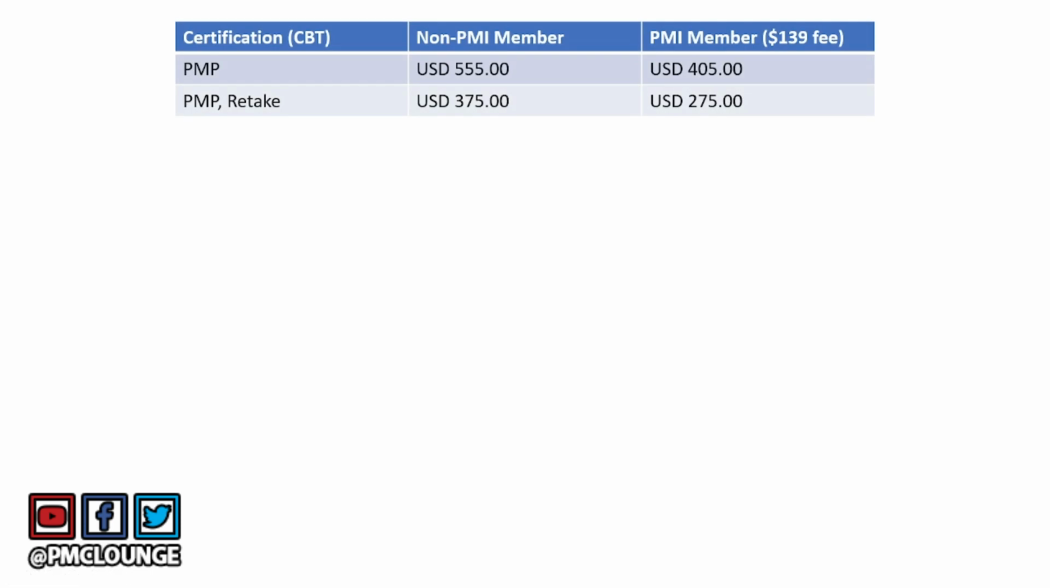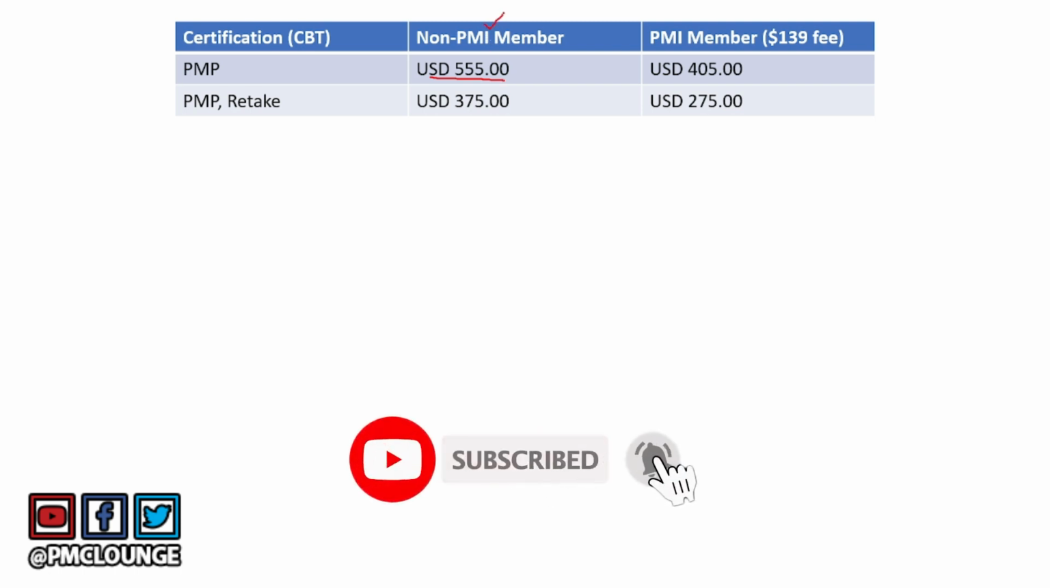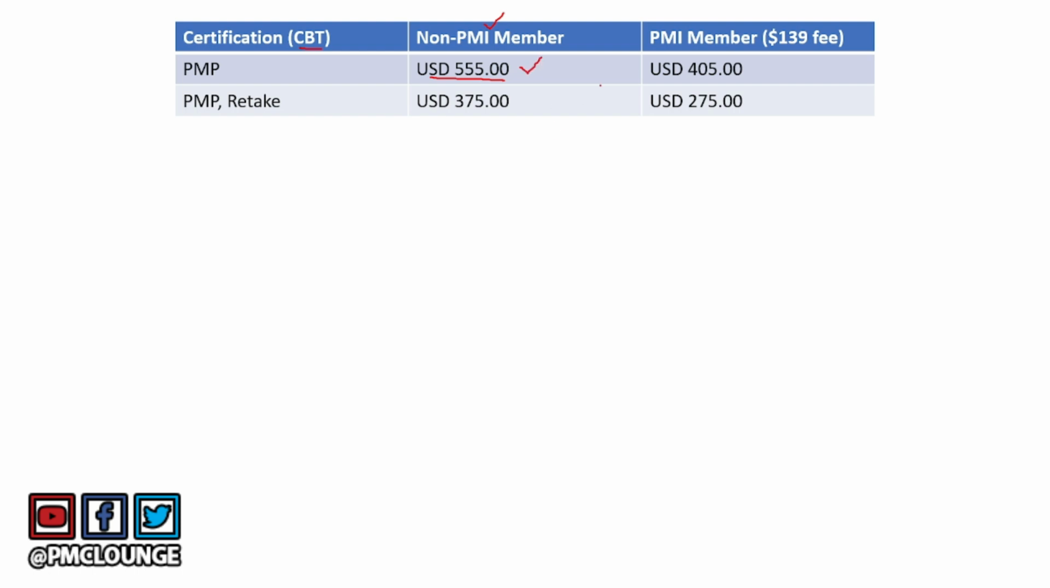So for PMP, you need to pay $555. Let me take up a pen. So this is what you need to pay if you are not a PMI member. CBT is basically computer-based test. So for a computer-based test for PMP exam, you are going to pay $555. But if you're a member, you will get a discount and you need to pay $405 US. And remember, the membership fees is $139.